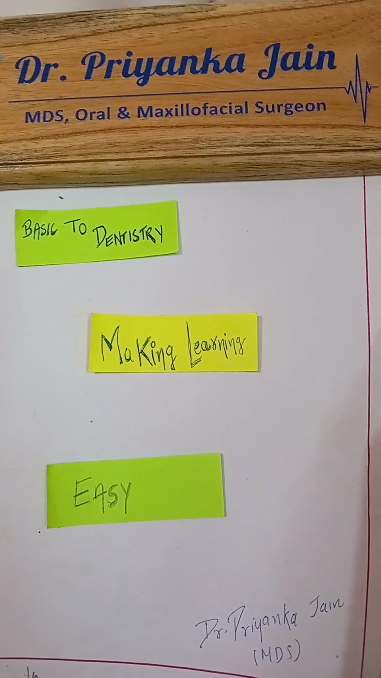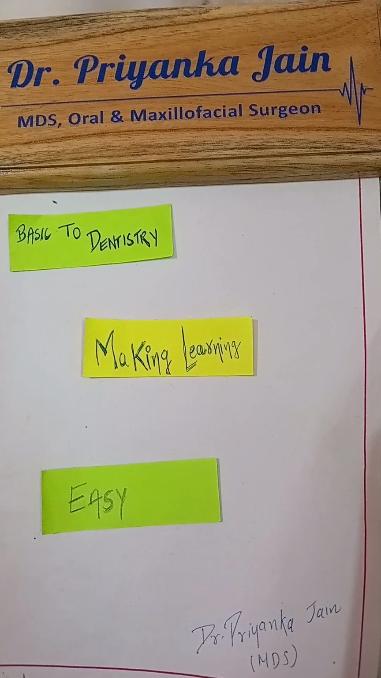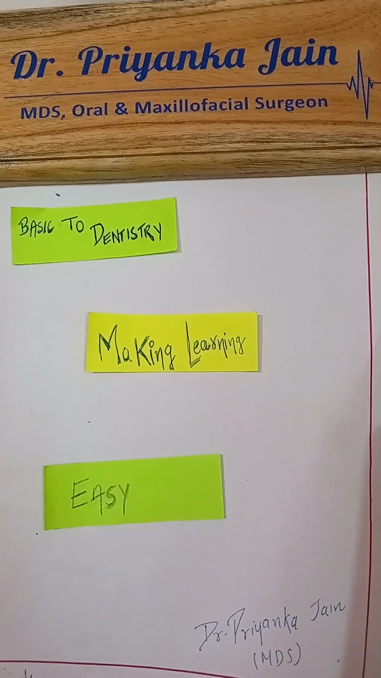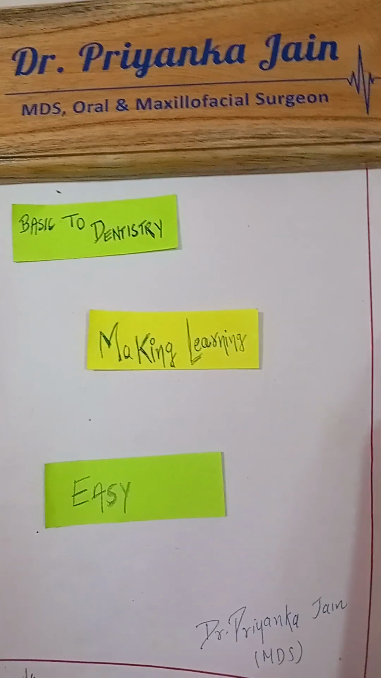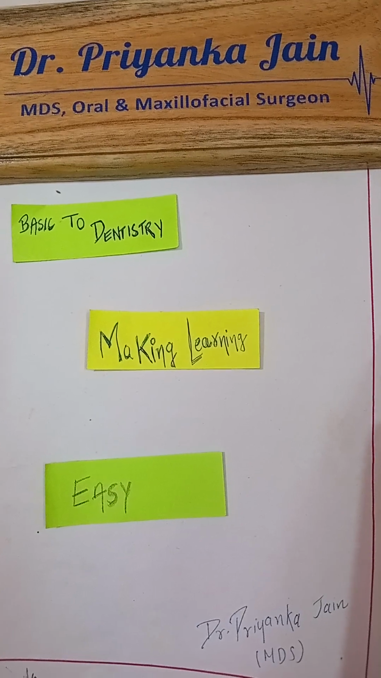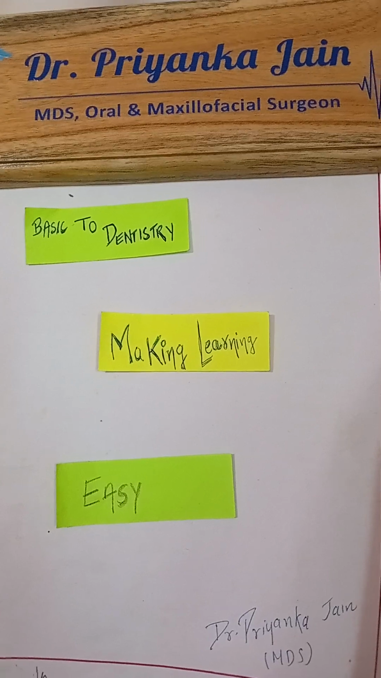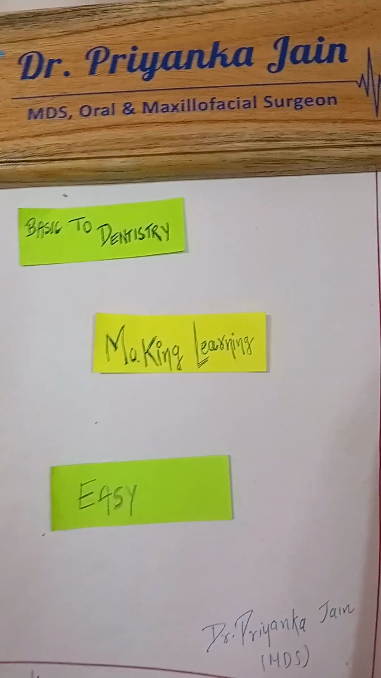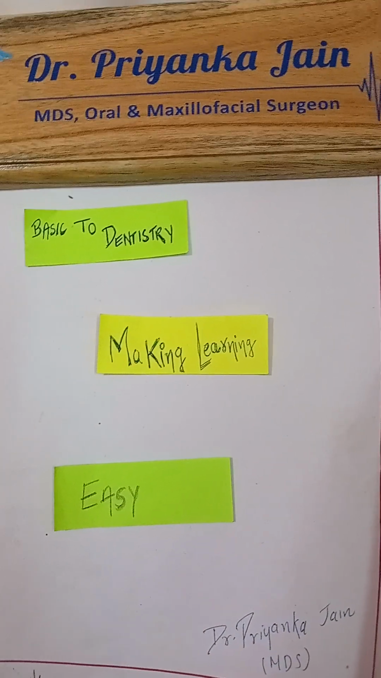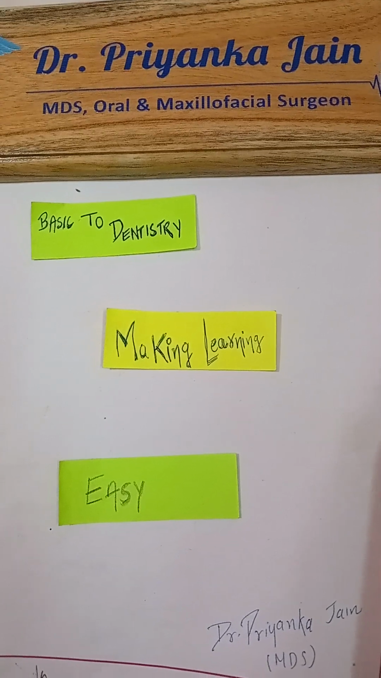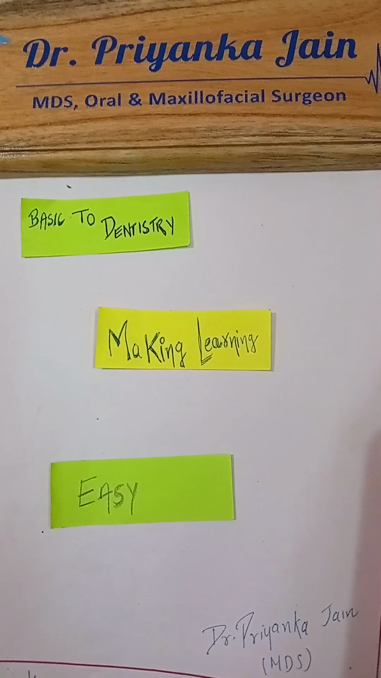But enucleation or conservative treatment has a recurrence rate, so it should not be done. It is mainly done in unicystic ameloblastoma or mural ameloblastoma which have not invaded the connective tissue. Okay, so we can go for conservative treatment with that, but otherwise we have to do radical treatment or curative treatment. Okay, let's start today's class.